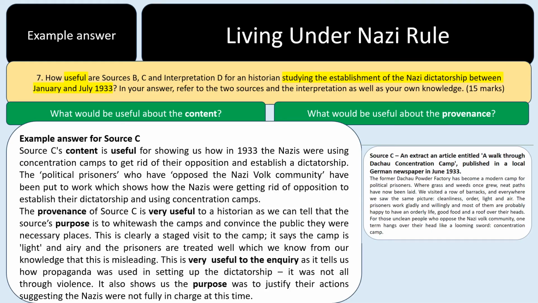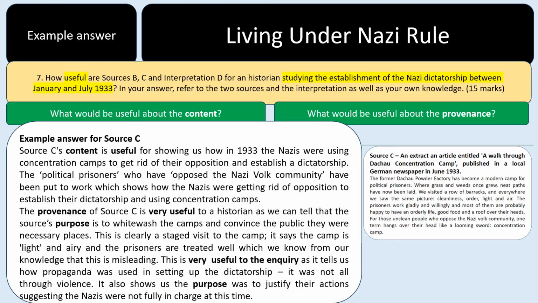So source C's content is useful for showing us how in 1933 the Nazis were using concentration camps to get rid of their opposition and establish a dictatorship. The political prisoners who have opposed the Nazi Volk community have been put to work, which shows how the Nazis were getting rid of opposition to establish their dictatorship and putting opponents in concentration camps.